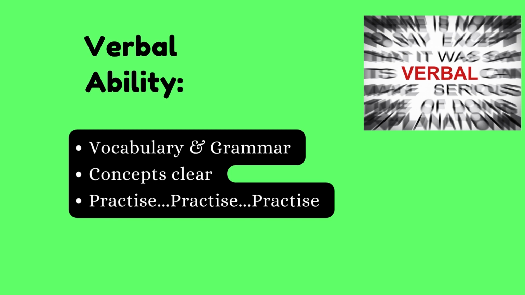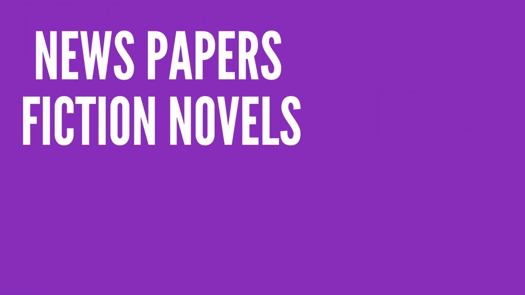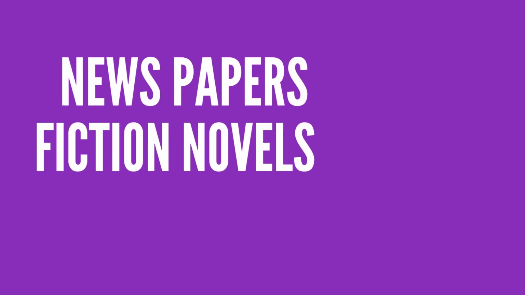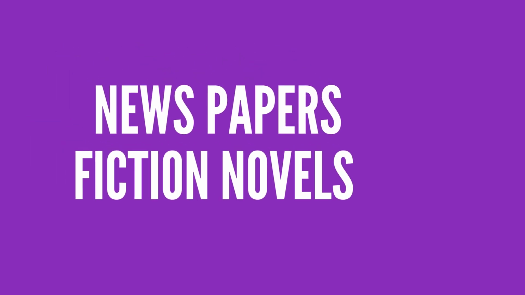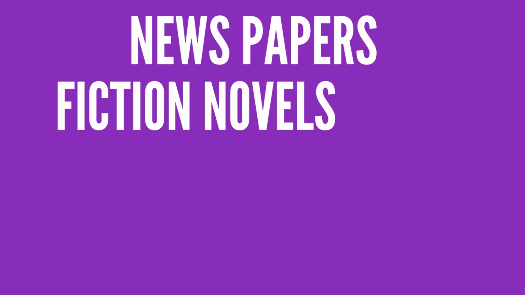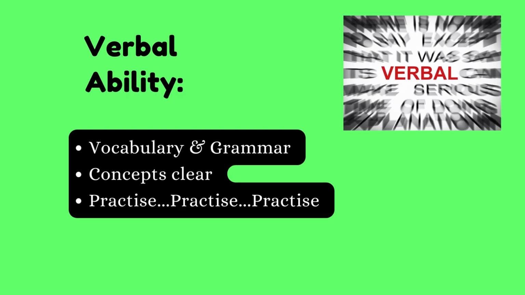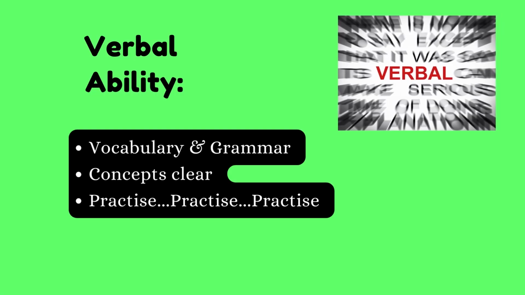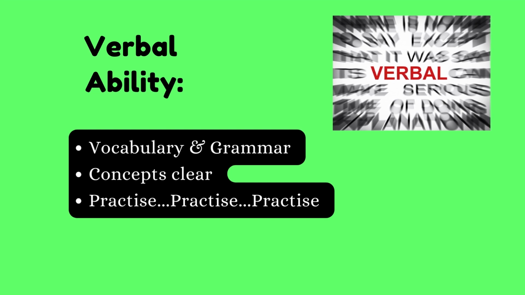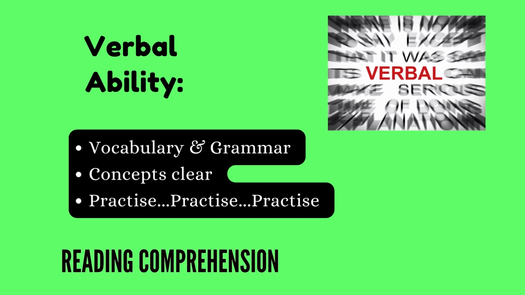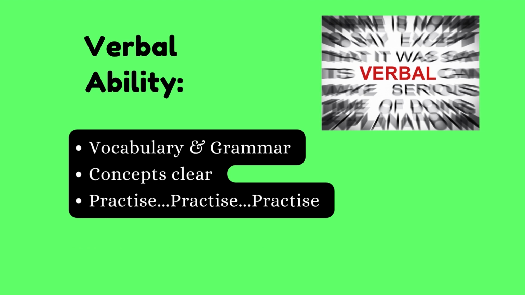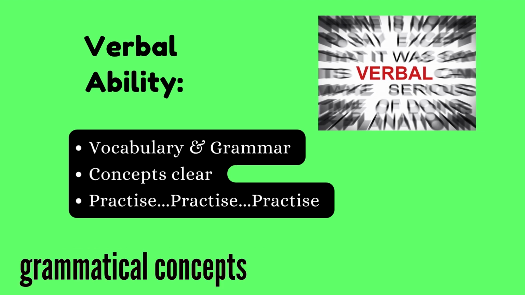Of verbal ability, you need to make sure that you read a lot. If you are a person who can read, make sure to read newspapers and fiction novels that interest you, and it will help you not only for the aptitude round but for other interview rounds as well. If you're not a person of reading, then before the aptitude round you can solve a lot of reading comprehension exercises, and then you can get ready by understanding the main grammatical concepts like modifiers.